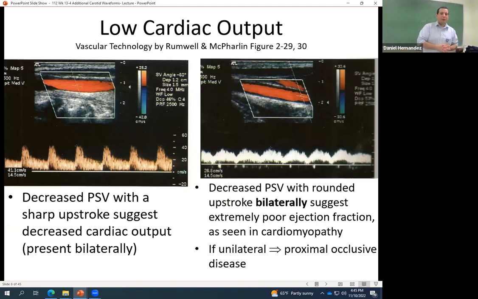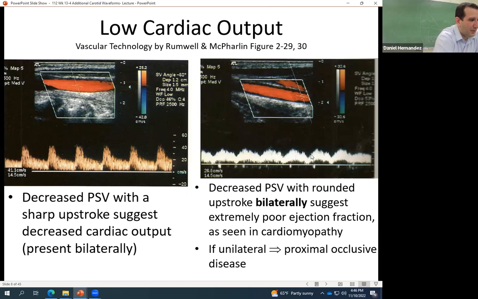On the flip side of that, we can have patients that have low cardiac output. So this is your little old 90-year-old lady, EF of like 20, 30%. We're going to see very low velocities throughout the carotid artery system because that heart is just very weak. It's not injecting the blood very forcefully. So here we see velocities in the CCA 40s, 50s.